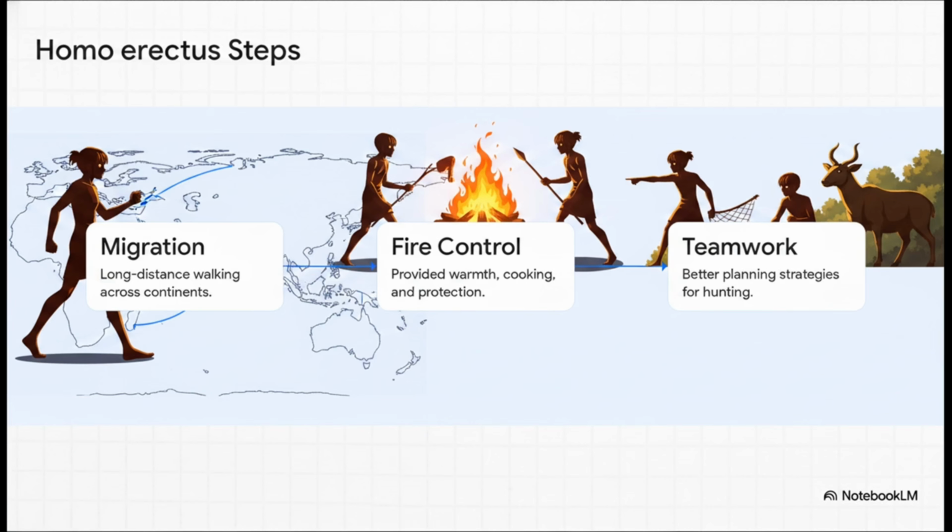That meant warmth, nighttime protection from hungry predators, and cooking their food, which makes it way easier to digest. And third, they developed advanced teamwork and planning strategies for hunting. They were just incredibly adaptable.